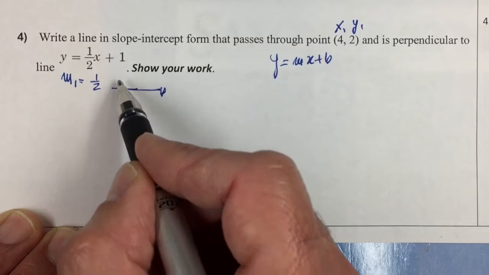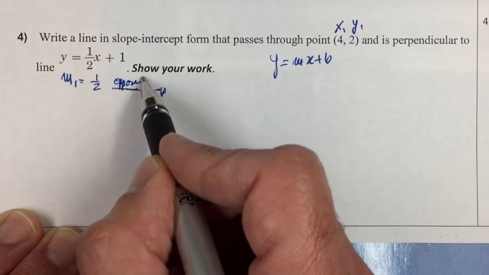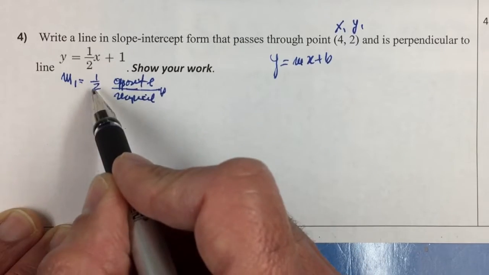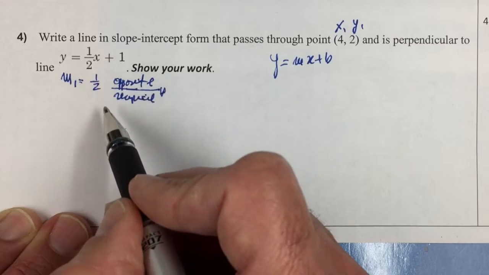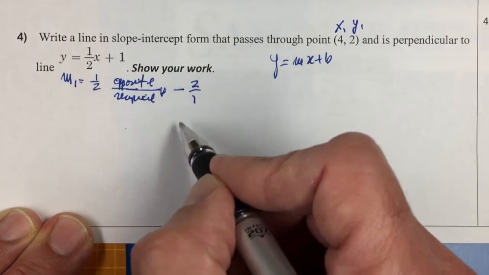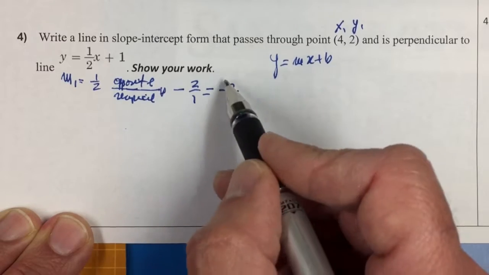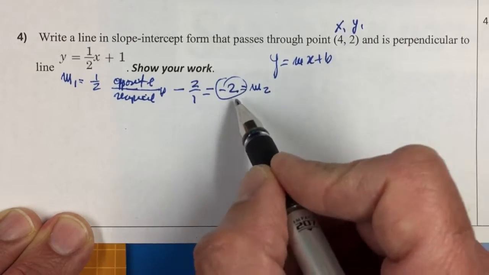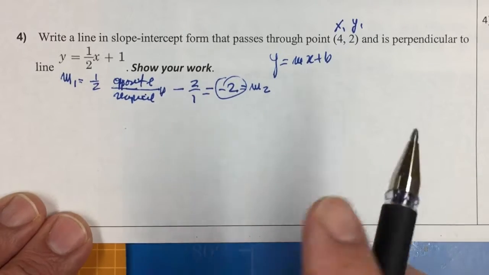So I'm going to find the opposite reciprocal of this one. What do I need to do? Change the sign, positive to negative, and flip it, 2 over 1. That means this is negative 2. My m2 of the new line is going to be negative 2. Very good.